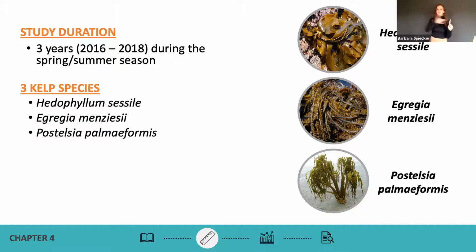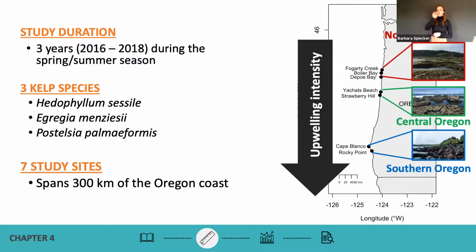So for this project, I ran this study for 3 years from 2016 to 2018 during the spring and summer season. I studied our 3 now familiar kelp species, Hedophyllum sessile, Egregia menziesii, and Postelsia palmiformis. This study spanned a total of 7 study sites over 300 kilometers of the Oregon coast, with 2 to 3 study sites within each region: northern, central, and southern.